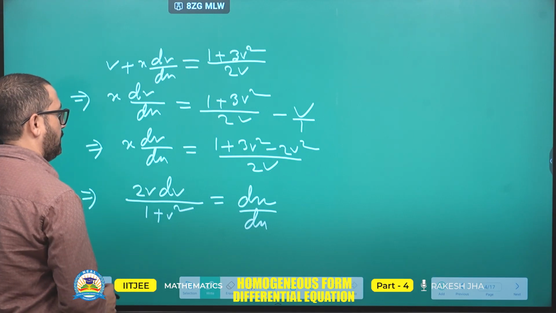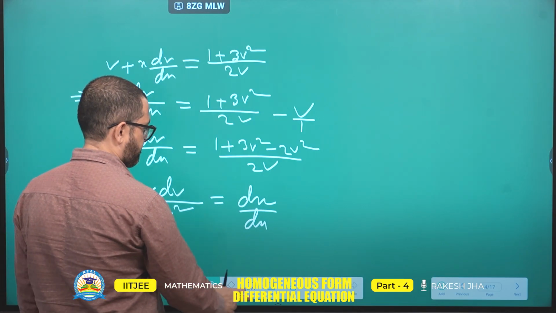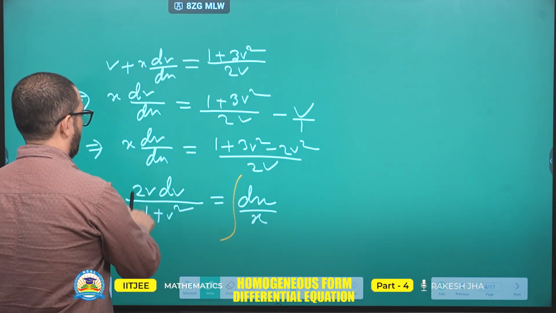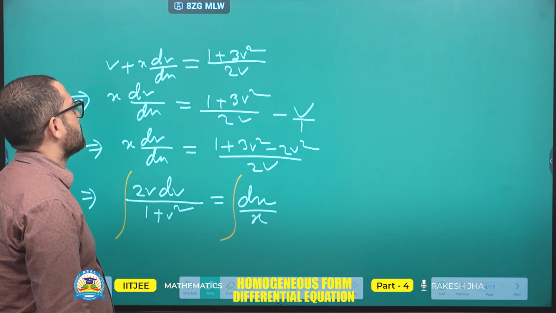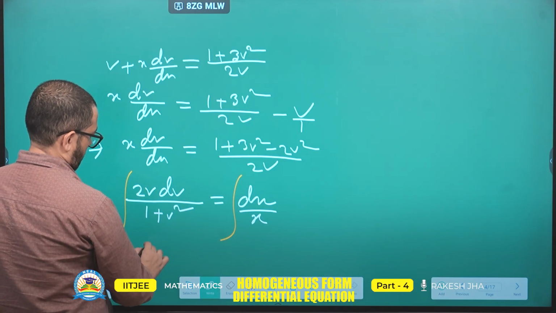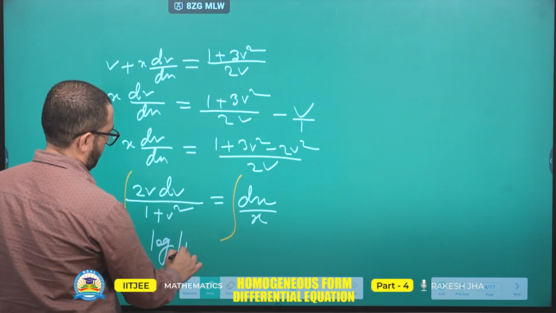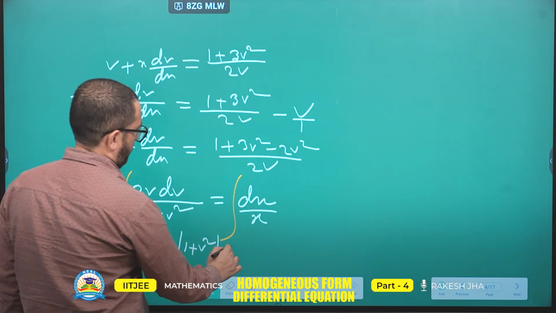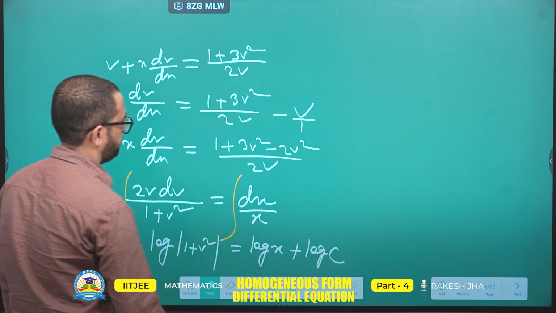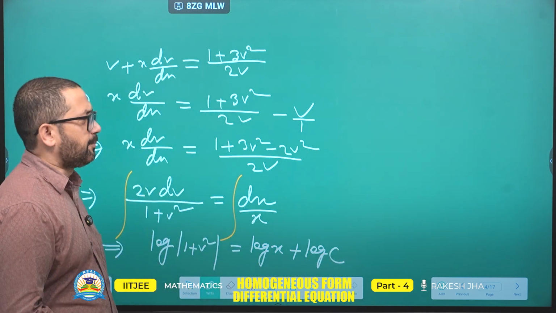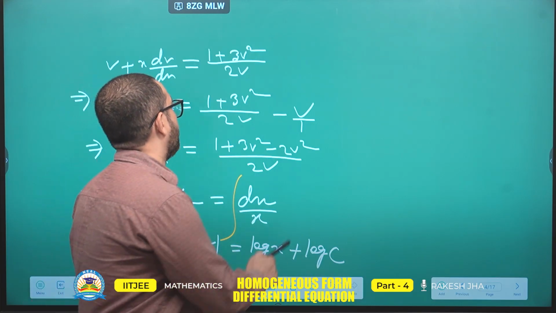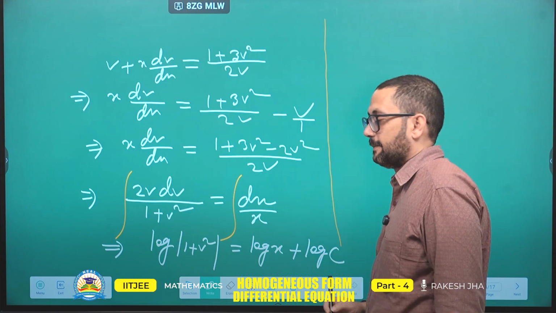Now it's quite easy. It would be dx upon x. Now we need to integrate both sides. So integration is quite easy here. We can write here log (1 plus v square), and this will be equal to log x plus log c. Why are we putting log c? Because both the terms, left hand side and right hand side, are in log, that's why we can take the constant also in terms of c here.